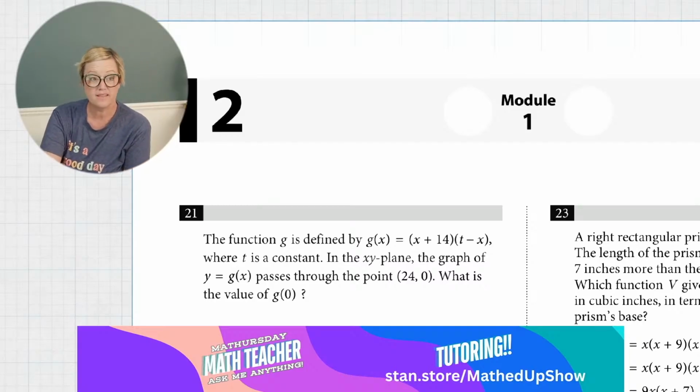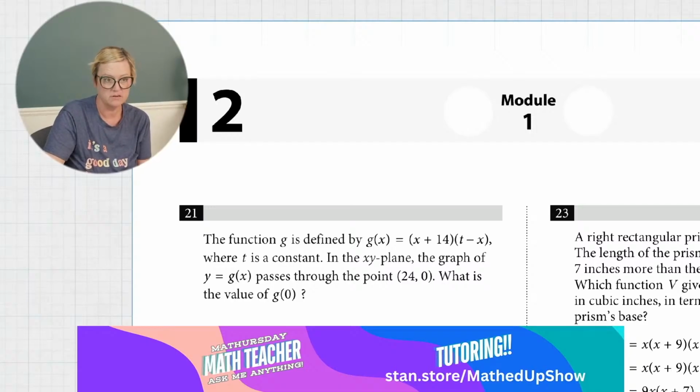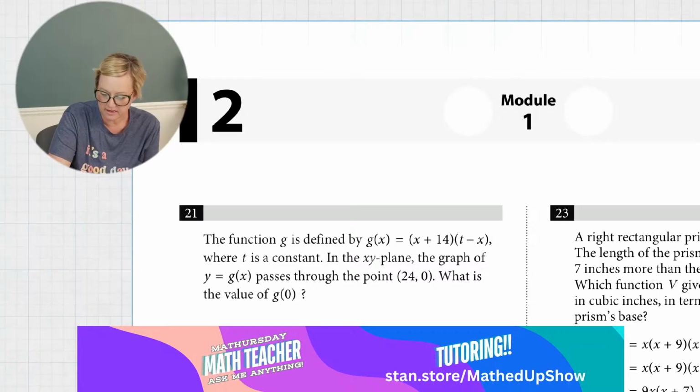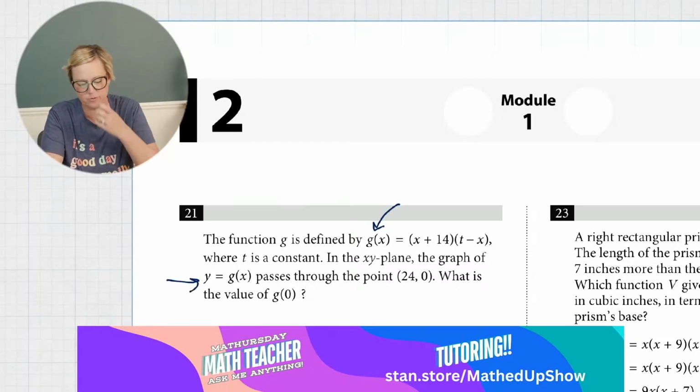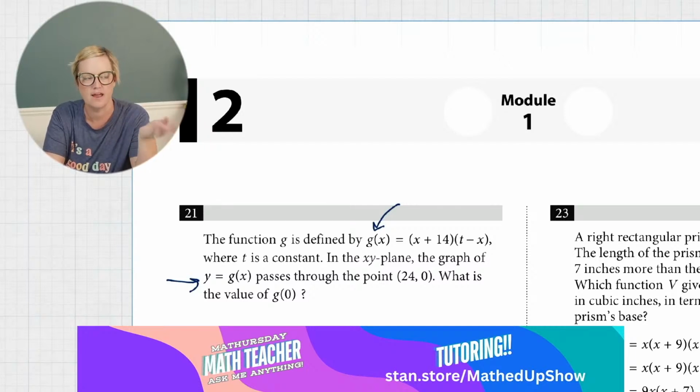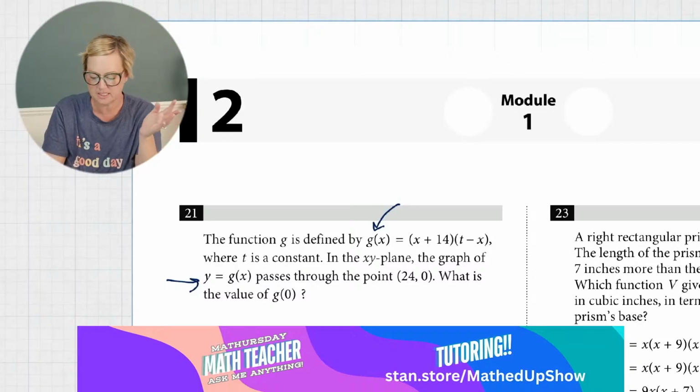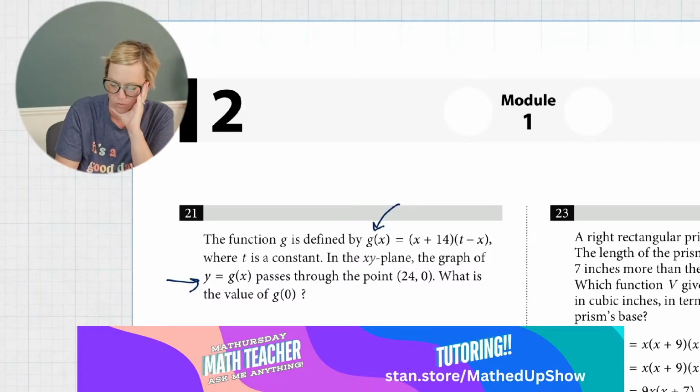So we've got a few things going on in this one, right? We've got function notation, which is where we've got g of x. This g of x is called function notation. When you graph a function like this, the only reason they're doing this where y equals g of x is they're just saying that's how you would graph it, because when we graph it on the coordinate plane, we've got the y-axis. So it's just saying this is the same thing as y equals x plus 14 times t minus x.